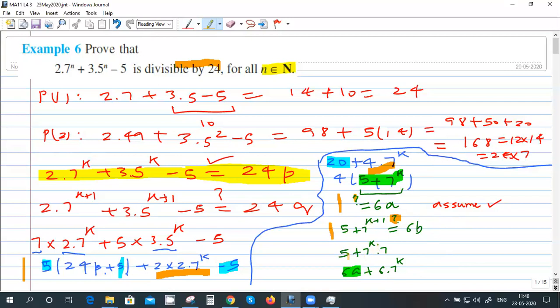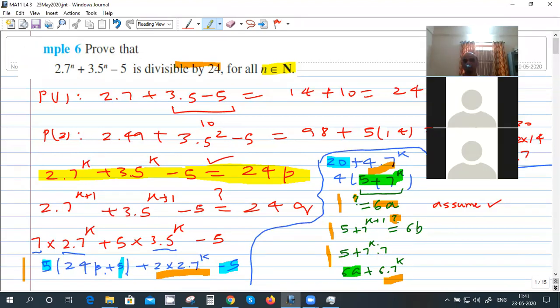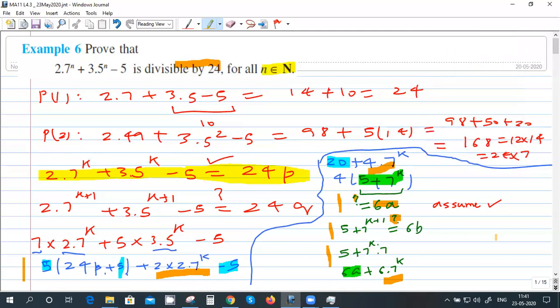So this you can write as 7 times 7 raised to the power k. So it will become 6 times 7 raised to the power k plus this one, 5, 6a. So here there is a factor of 6. So this is divisible by 6. So the whole thing is divisible by 24. Is it clear? Okay. What about Daksh? Yes, I got it.